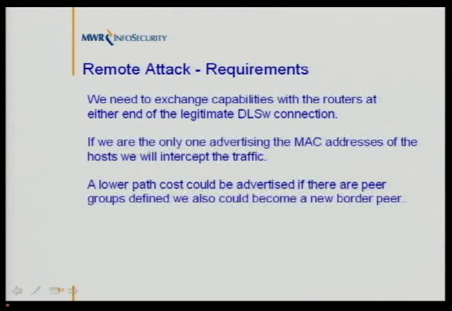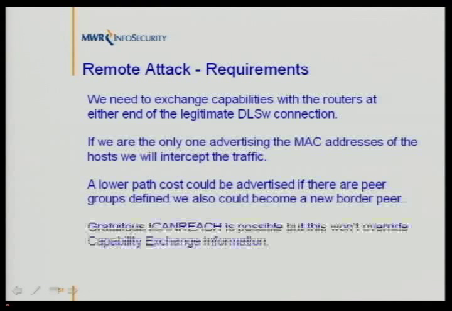In more complicated environments where we're using peer groups, there's also the possibility that we could become a new border peer. Now this is very architecture dependent, and there really isn't time to go into this today. Also, something to be aware of is that you can send gratuitous I can reach packets. The routers don't think to themselves, well, did I actually send the can you reach packet? And by sending an I can reach packet, you will enter that MAC address into its cache. This won't override the capability exchange information, but it's telling the router that we know where that MAC address is.